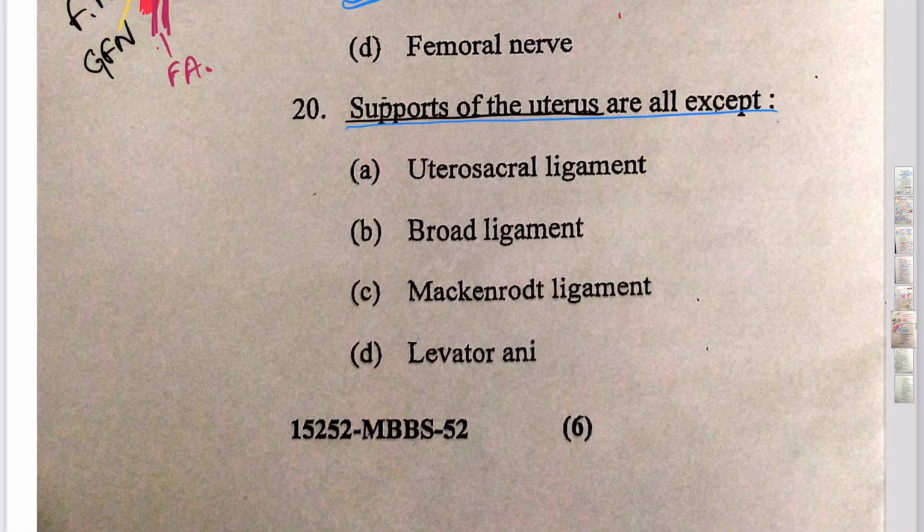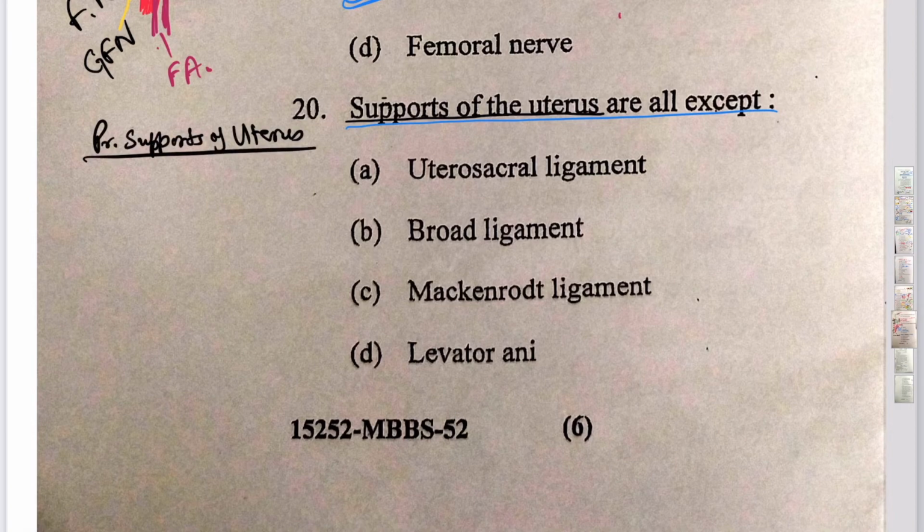So let me tell you, there are two types of supports. One are the primary supports, which have a definitive role in support of the uterus, and some are said to be the secondary supports, which do not have a very strong role in support of the uterus, mainly in the form of fascial folds. So we focus upon the primary supports first.